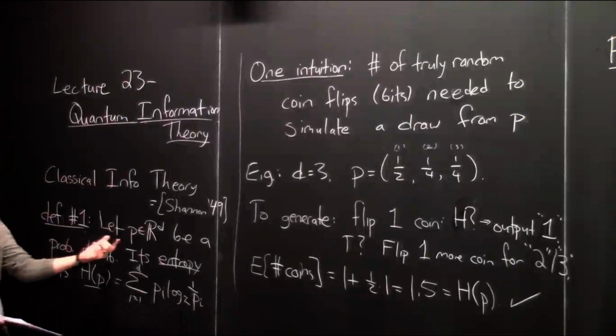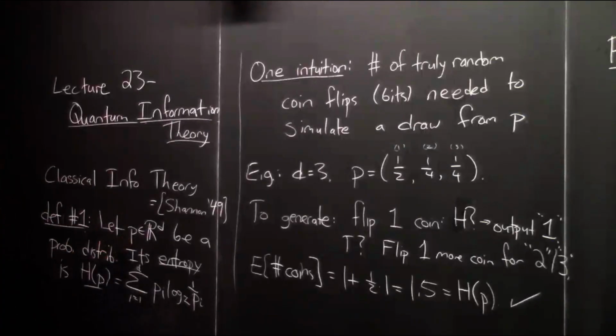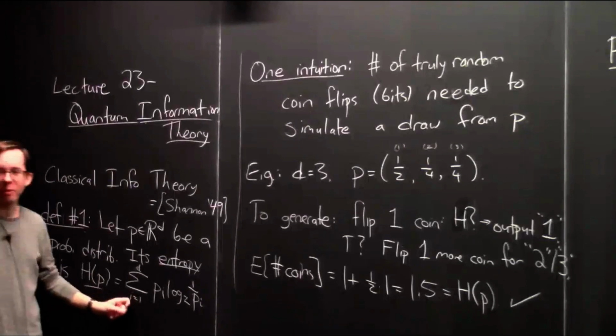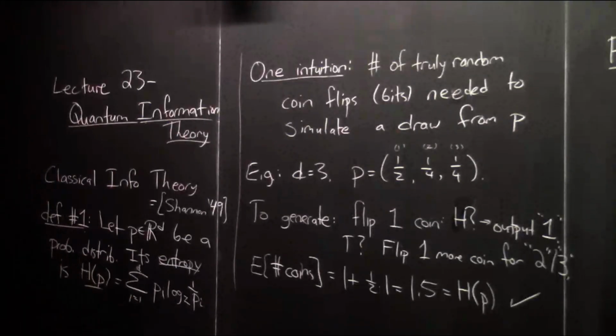So if you have a probability distribution P with D outcomes, like before, a probability distribution on the numbers 1 through D, then there's a numerical quantity associated to it called its entropy, denoted H of P, which is this thing, sum of p_i log 1 over p_i. Again, I hope you've seen it before.